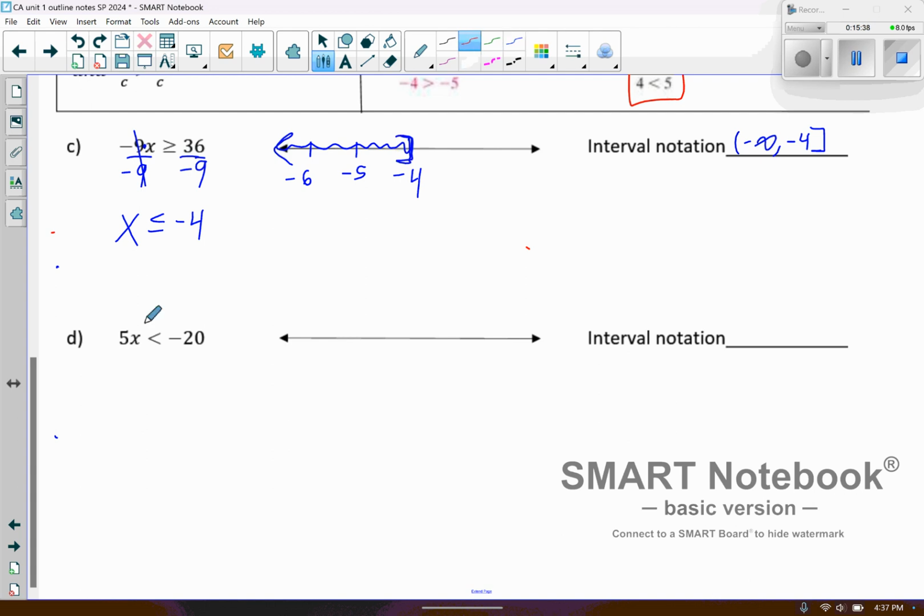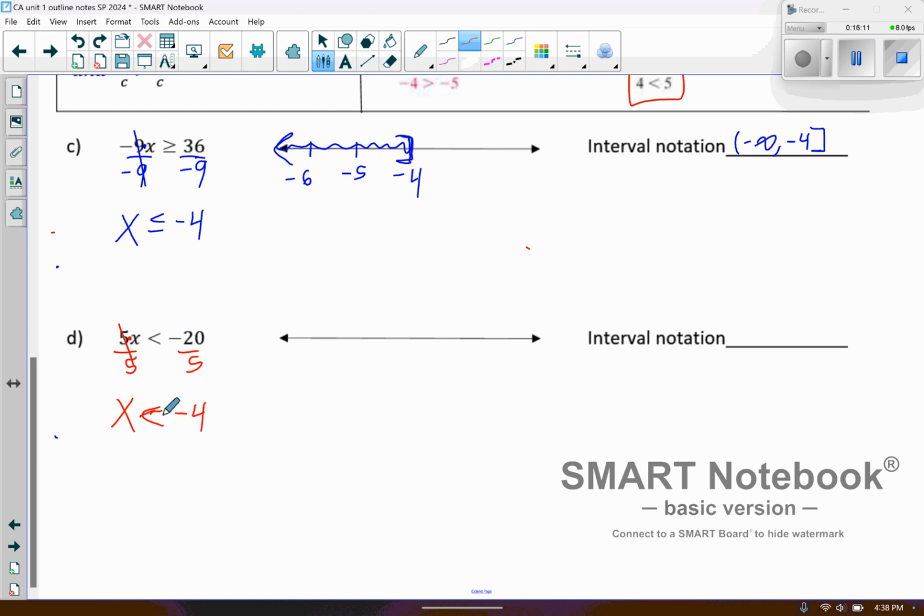Okay, so for my next one right here, we've got 5 times x is less than -20. So I'm going to divide by 5, divide by 5. That cancels out. So what happens here sometimes is students are like, oh, I'm doing division, there's a negative, and they instinctively think, oh, I got to reverse my inequality symbol. But I'm not dividing by a negative, I'm dividing by a positive. So in this case, you do not want to reverse your inequality symbol. So it's going to stay a less than, and then -20 divided by 5 is -4.